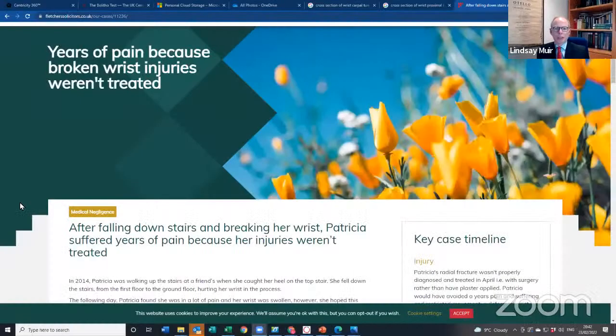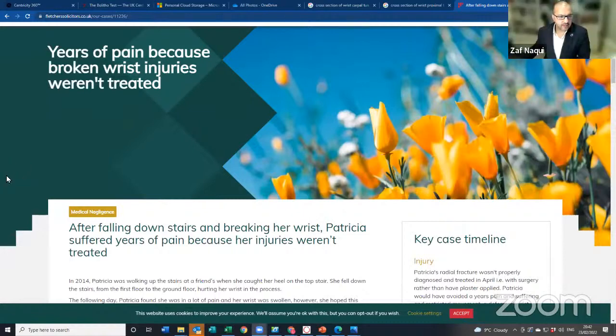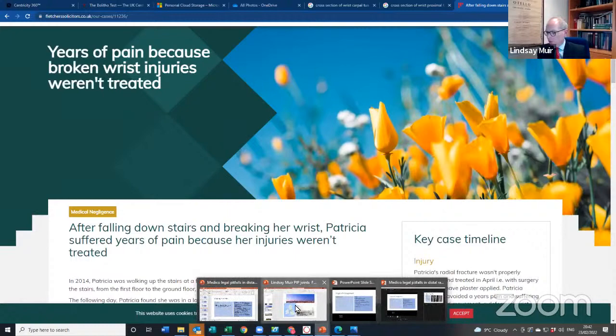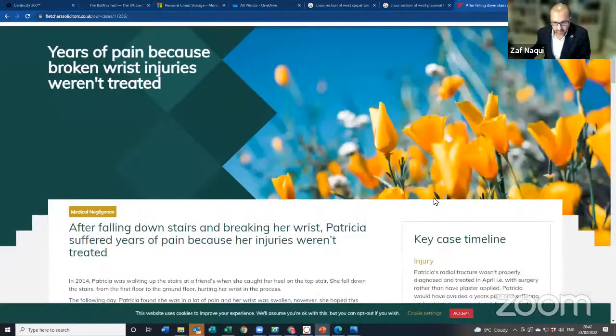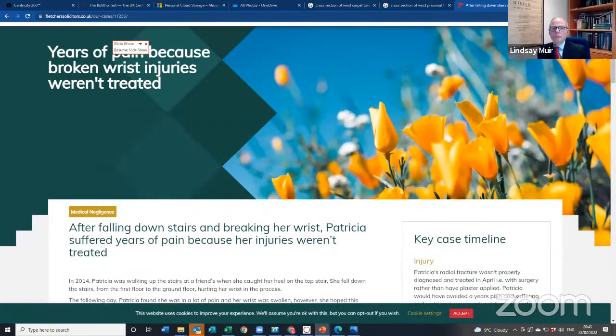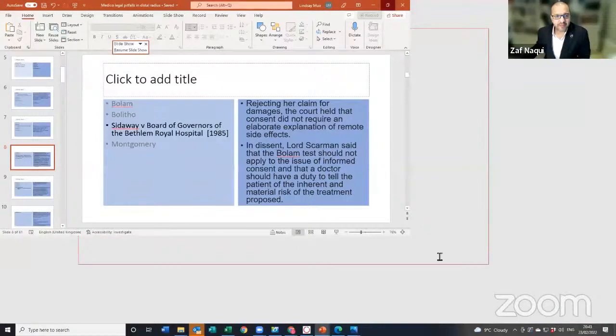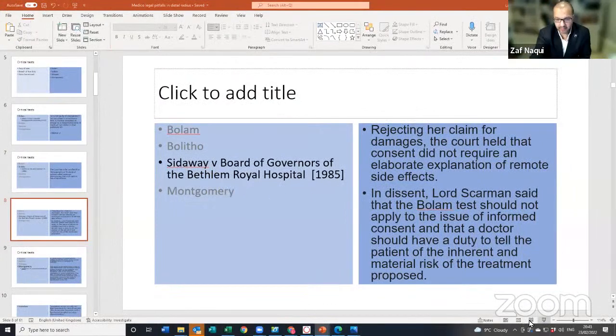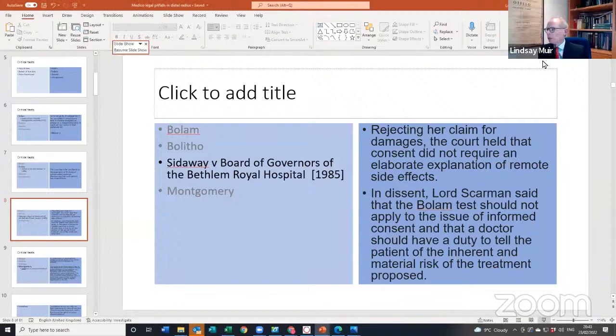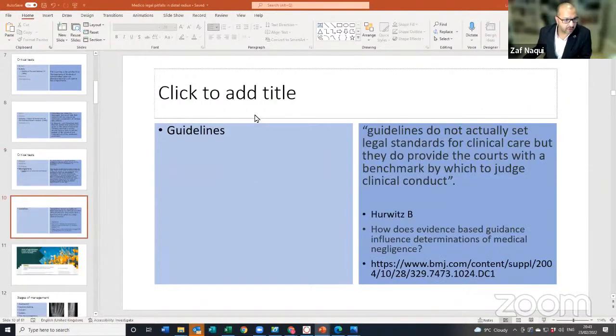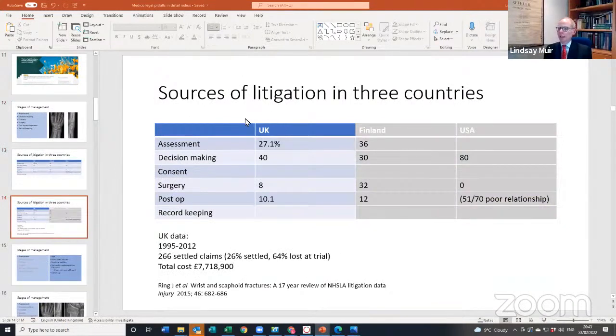We tried this earlier and it was working fine. Zaf, can you text me? Is that better now? No, we've just got the front slide, the first slide. If you go to PowerPoint and press play on the bottom right. Actually, if you just expand that, then we can deal with that. You can try pressing play there again. Is that working now? We've just got the slides, but that's fine. You can skip through the slides. We're on slide 8 there. Does it say stages of management? No, I've got Bolam here. Right, okay, there we go. That's absolutely fine. Thank you.